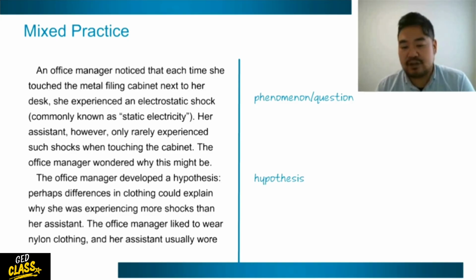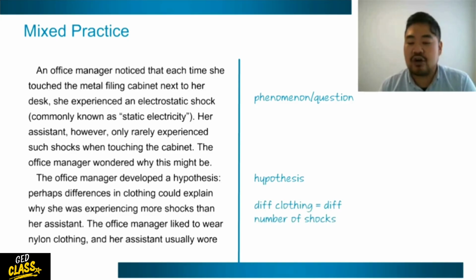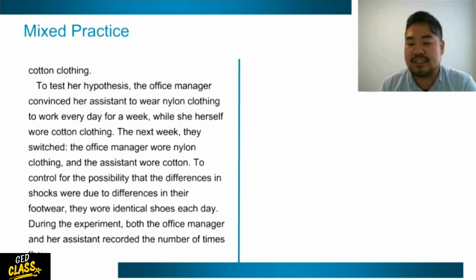The office manager liked to wear nylon clothing, and her assistant usually wore other types of clothing. So different clothing might account for the different number of shocks. Her assistant usually wore cotton clothing. So now we see the next part here. We're going to test the hypothesis.